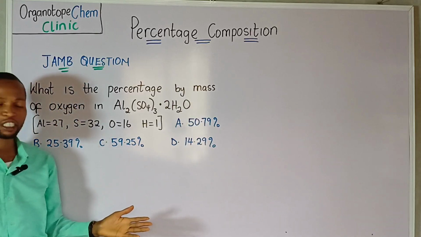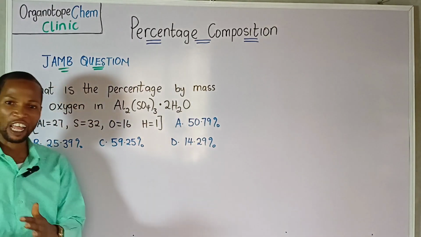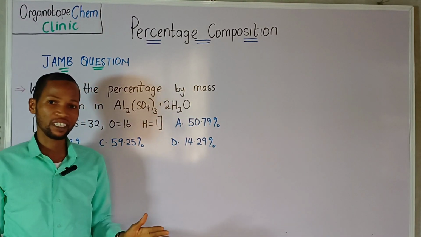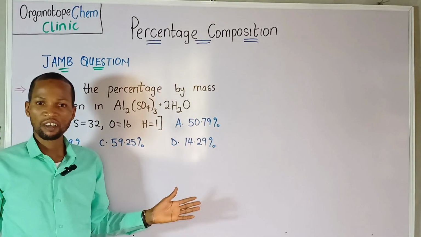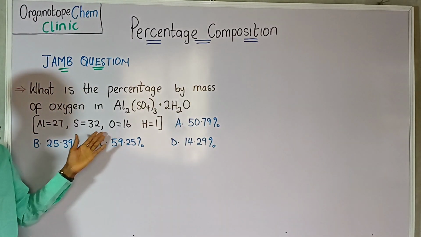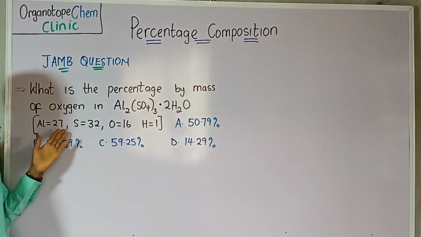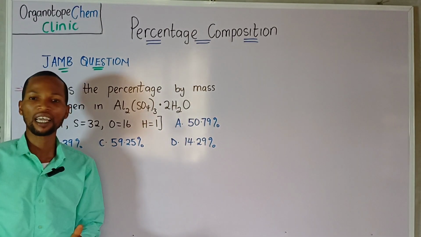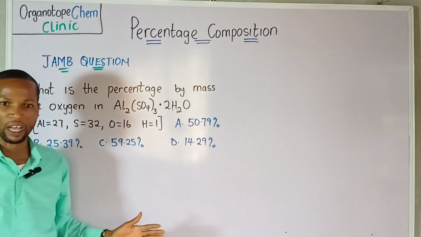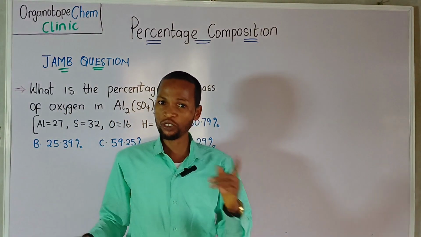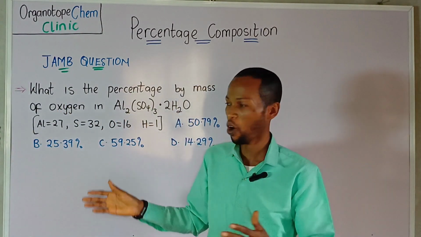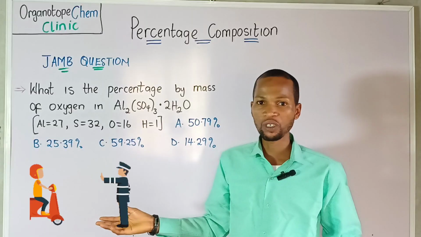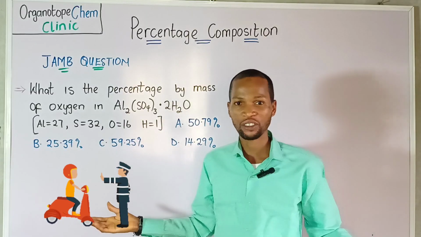What is the percentage by mass of oxygen in aluminium tetraoxosulfate 6 dihydrate? Given that the atomic masses of the constituent elements are aluminium is 27, sulfur 32, oxygen is 16, while the atomic mass of hydrogen is 1. Don't rush. Chemistry rewards those who understand before calculating. So pause this video and try this question before I solve it.